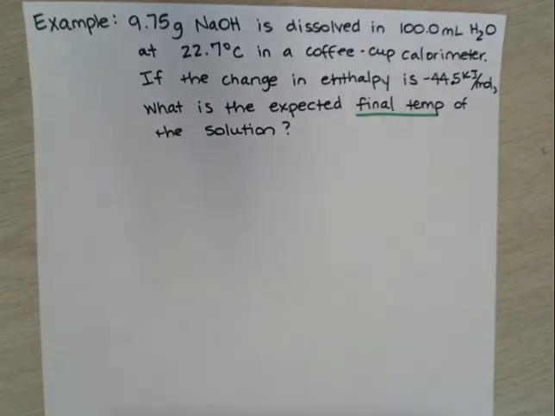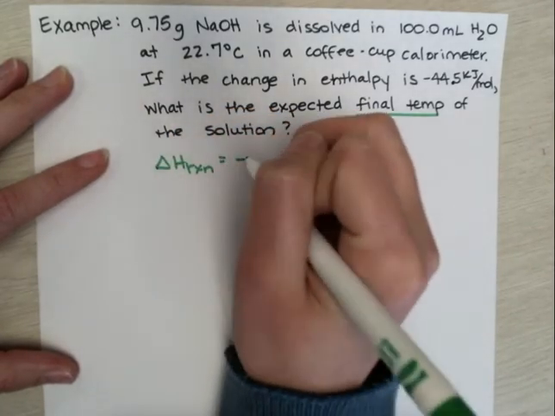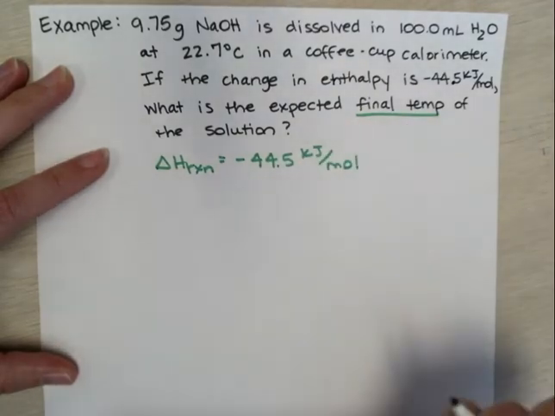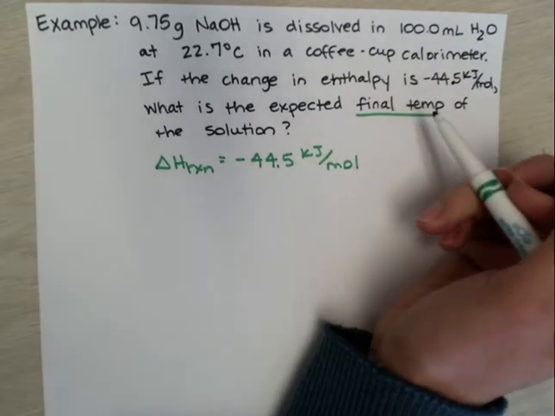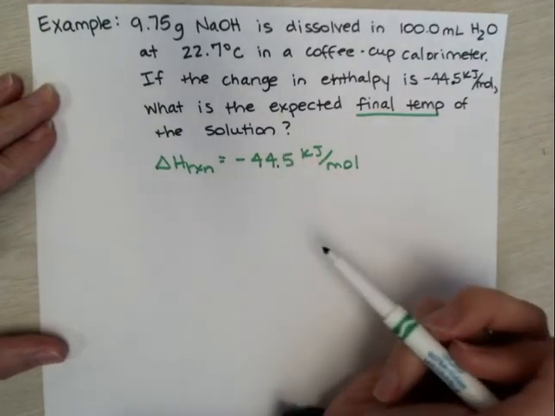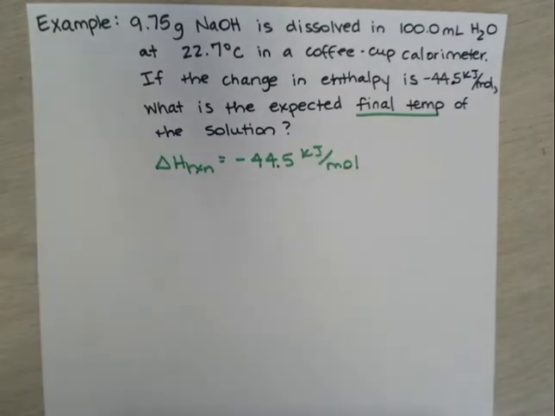So this is a different kind of question. Right? So this time I know that the delta H of the reaction is negative 44.5 kilojoules per mole, but I want a final temperature. So to get final temperature, I'm going to have to use mcΔT, which means I need Q. So from my delta H of my reaction, I need to get rid of moles and get those joules so that I can find my value of Q, the heat.